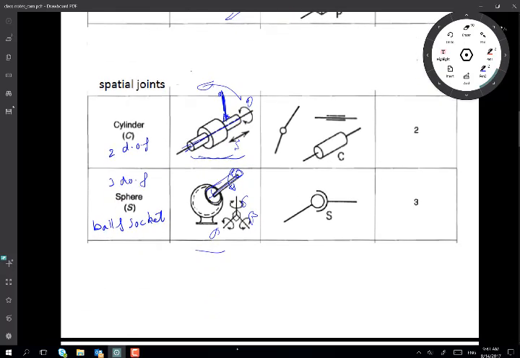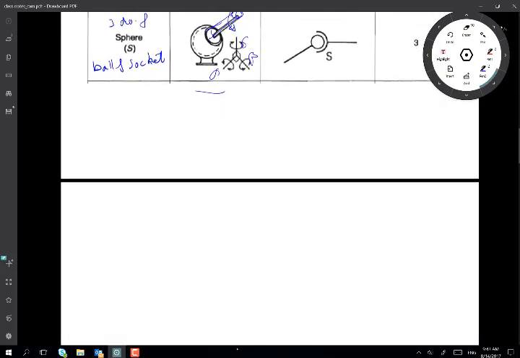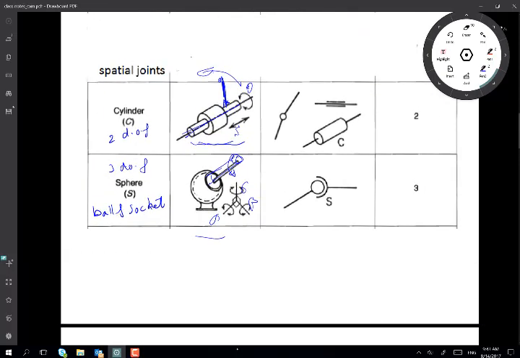Okay, all right. So now let's start to talk a little bit about degrees of freedom. So, what is degrees of freedom? I sort of mentioned it briefly here.